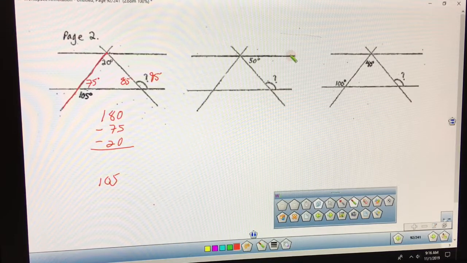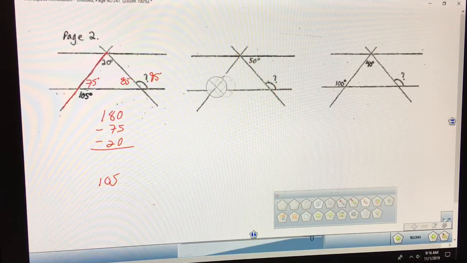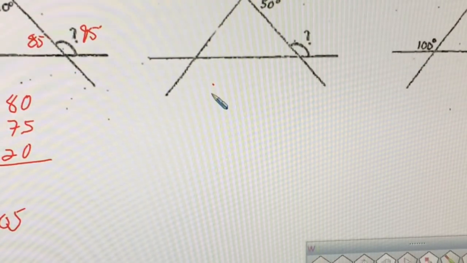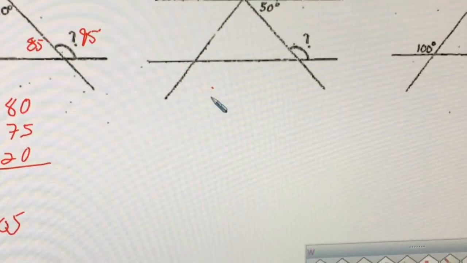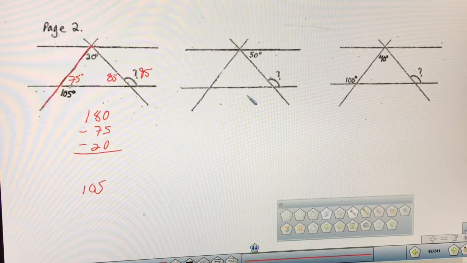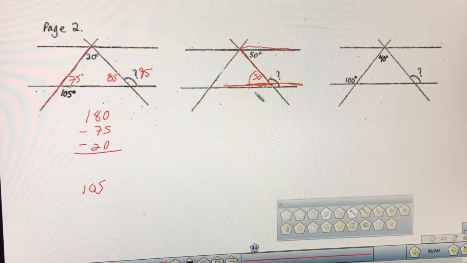Once again, geometry idea. Can you see the Z? If there's a Z formation, that's going to produce alternate interior angles. So if that's 50 degrees, this angle down here is also 50 degrees. Wait, but shouldn't 85 and the other angle from the other problem equal 180? 85 plus 95 equals 180. Yes? Yeah. Okay. If this angle is 50, this angle down here is also going to be 50. Then these two angles add up to equal 180, so that's going to be 130 degrees.